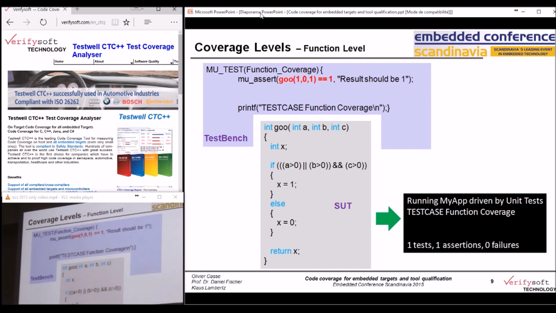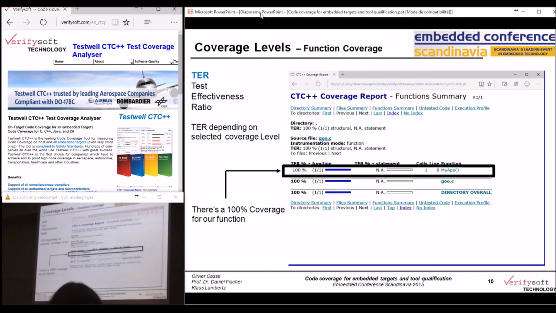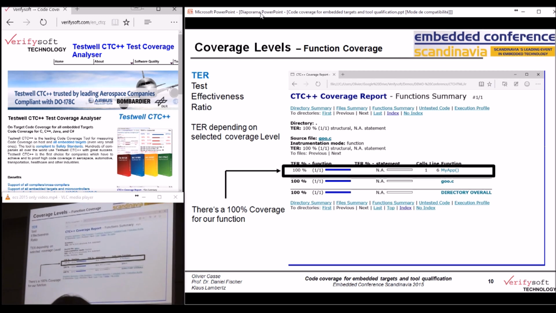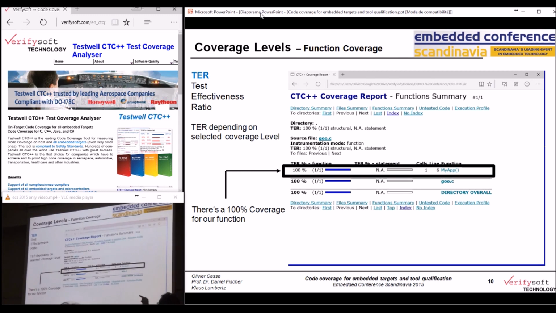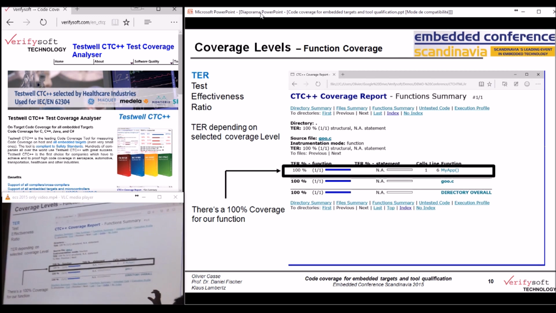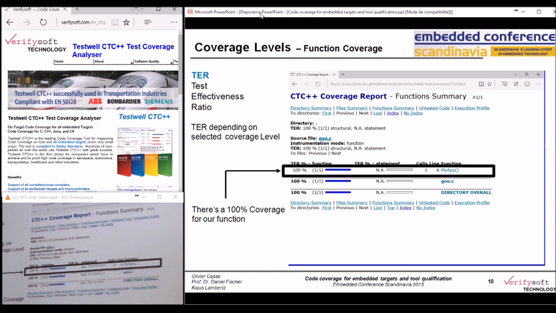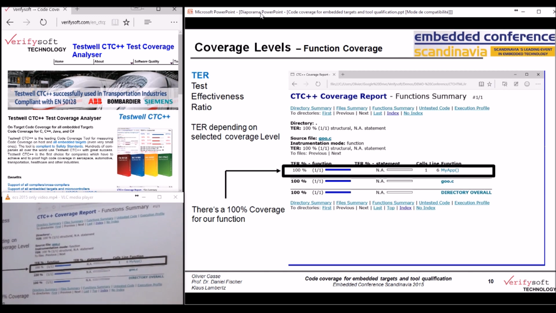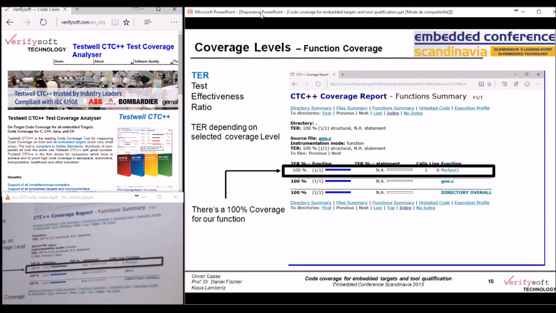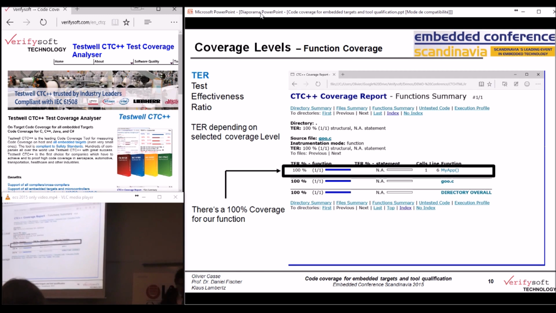And this is the result. We have one test, one session, and 0 failures. That means that the test ran okay. So we can export in HTML format, for instance, the coverage report with very important information, which is the TER, standing for Test Effectiveness Ratio. And of course, the goal is to be as close as possible to 100%. At the function level, it's quite easy to achieve this. We have only one function here, so no surprise, 100%.